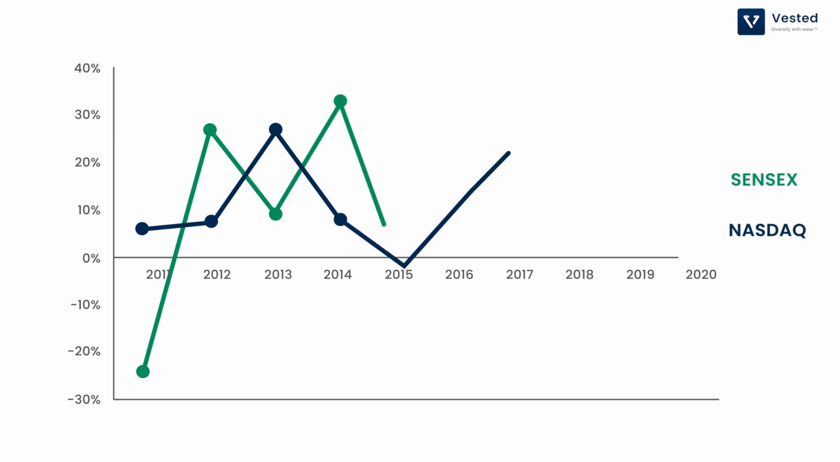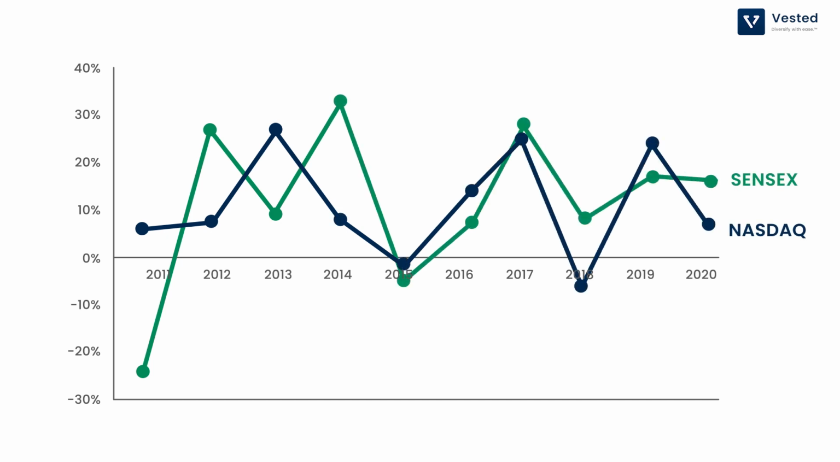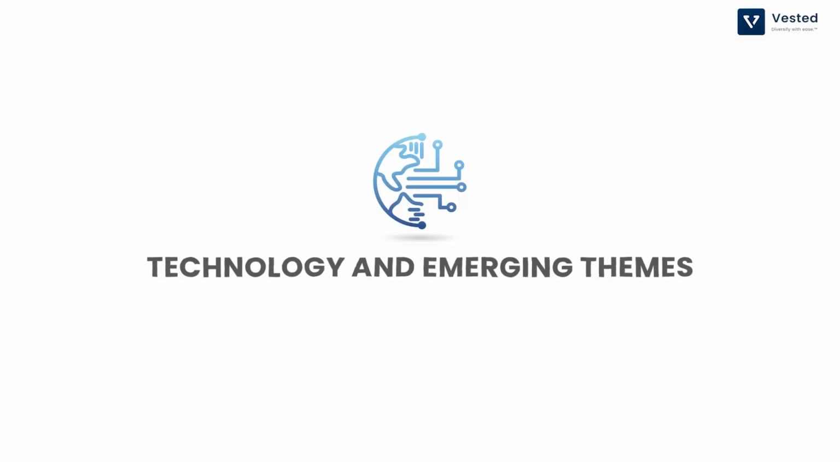US indices such as the Nasdaq and S&P 500 have as little as 32% correlation with the Indian indices. This means that the movement in both the markets has shown only a 32% similarity over the last 10 years. Lastly, through the US markets, you can invest in the future, that is technology and emerging themes.